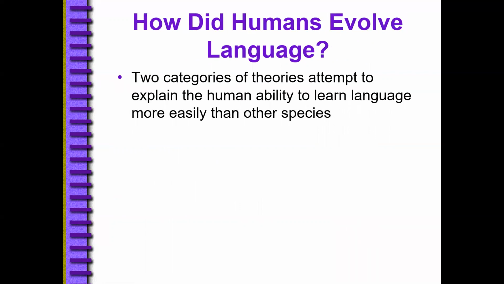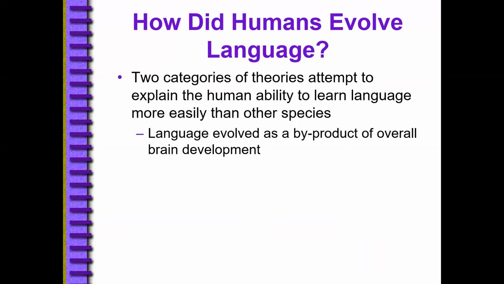There are a couple of main categories of theories trying to explain why we have language, why we learn language more easily than other species. One category of theories is basically that language evolved as a byproduct of brain development or a byproduct of intelligence. Basically, this category of theories is saying that language was an accident. It was just this byproduct, which, as you can imagine, has some problems.